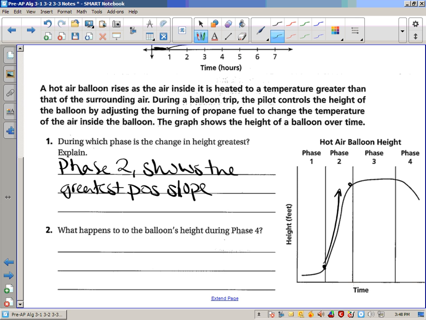Number 2, it says what happens to the balloon's height during phase 4. So here we have a situation where something's decreasing. Earlier we were talking about water level. You can't really decrease water level unless you take water out, like siphon it out or something like that. So here we're talking about height. Phase 4 is the only phase where we see a decrease going down from left to right. So that would mean it has to be where the height decreases, because it shows a negative slope.